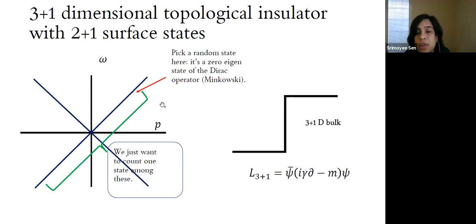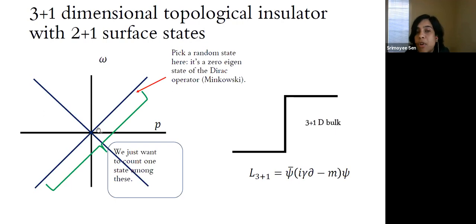And so really what I want to do is I want to get a number out of this feature, right? So I have a bunch of states and I want to describe all of this with one number. So I really want to count the fact that I have one massless fermion. I really want to get the number one out of this. So how do I do that?